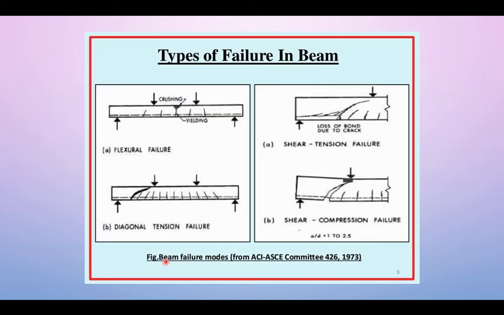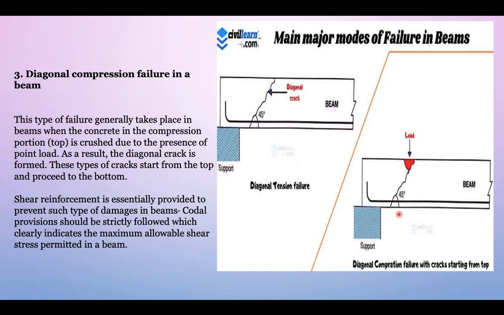These are the types of failures in the beam. In this, a flexure failure, and this is a tension failure. This is a diagonal failure, where diagonal cracks will occur, and shear compression failure. Next, I am explaining diagonal compression failure.